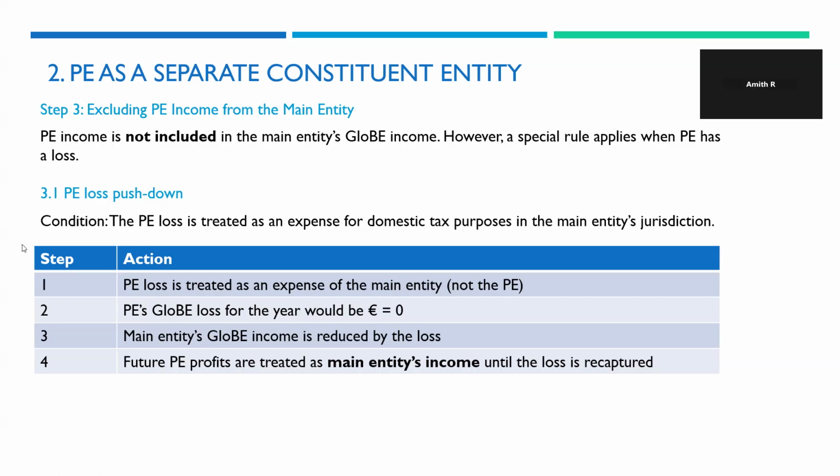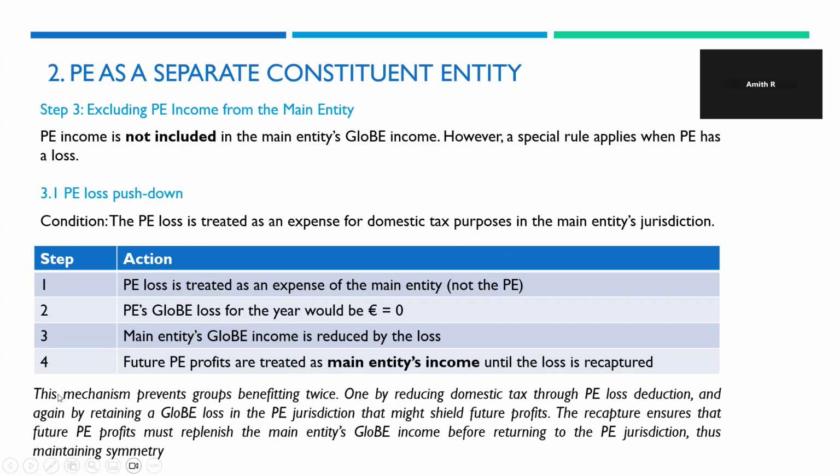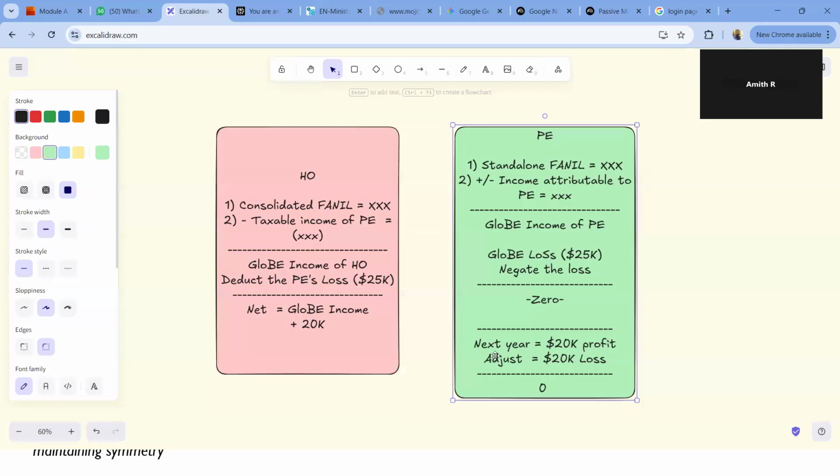Are you okay? Did you understand this? So, the mechanism prevents groups from benefiting twice: once by reducing domestic tax through the PE loss deduction, and again by retaining a globe loss in the PE jurisdiction that might shield future profits. Why they are doing it is because if, instead of zero, I keep it as a loss, next year's profit would be adjusted here.